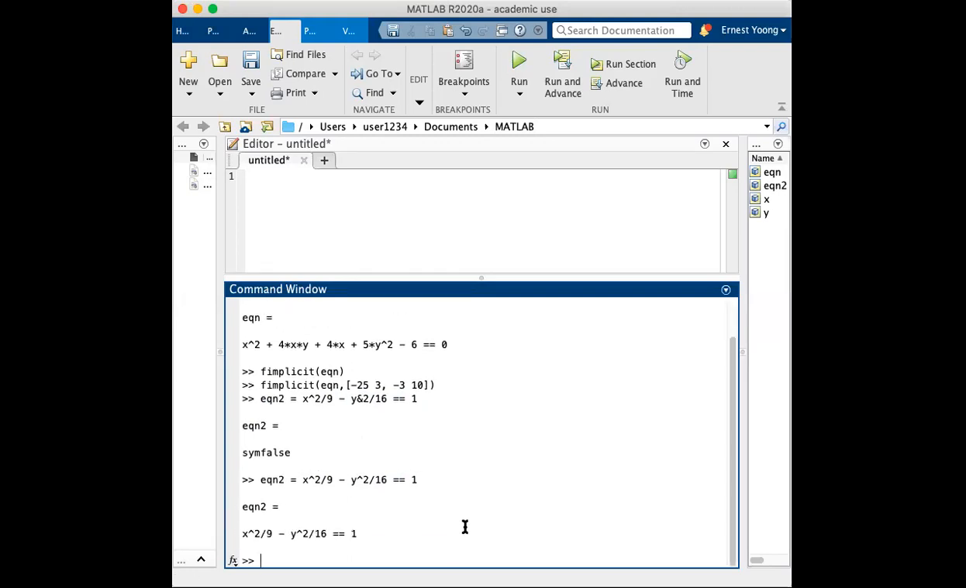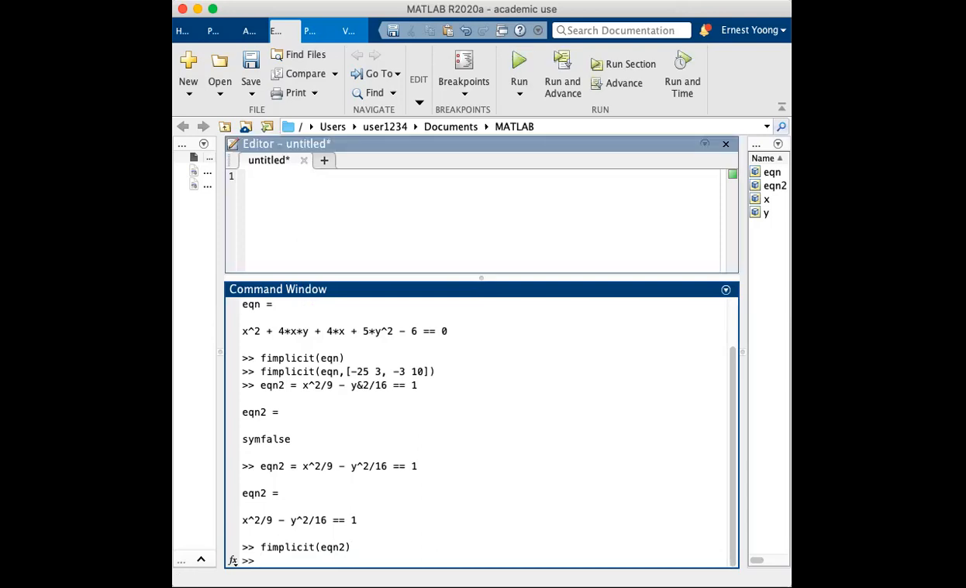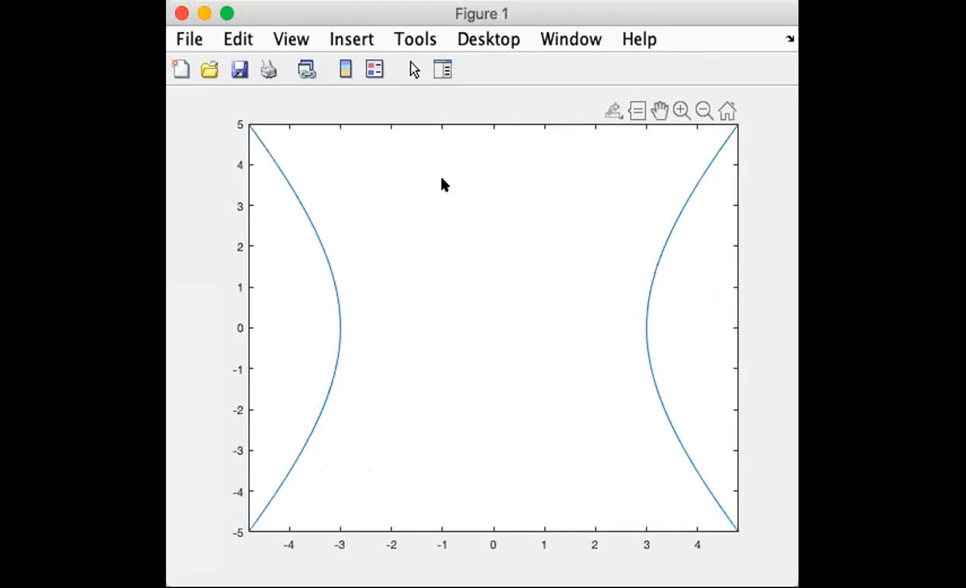Okay, and then I'm going to draw this out as implicit, and see how it looks like. So it looks like this. Now, since it's a hyperbola function, I need to add the asymptote. If you know what an asymptote is, it means the lines that the curve never touches. Something like this until here and until here.